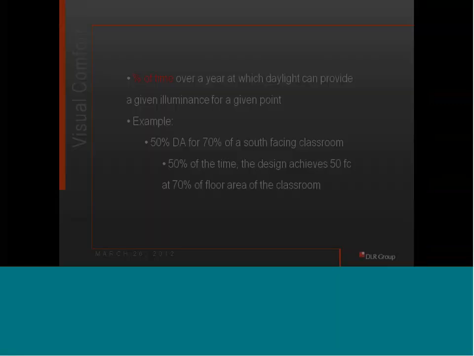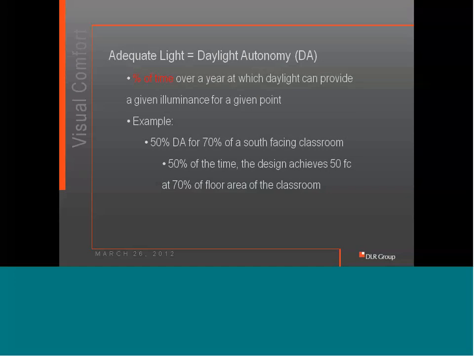So the first one, quantity of light in terms of Spot. They use a method called daylight autonomy. Daylight autonomy stands for the percentage of time over a year, so it's annual, at which daylight can provide a given illuminance for a given point. Let's say, for instance, this space we're designing to 50 foot candles. If it says 50% daylight autonomy, that means 50% of the entire year, this space receives 50 foot candles. Does that make sense?